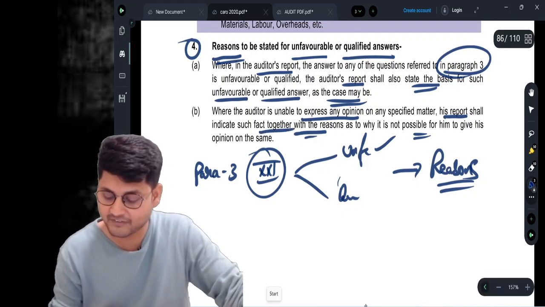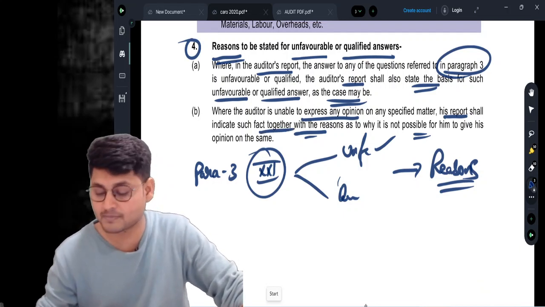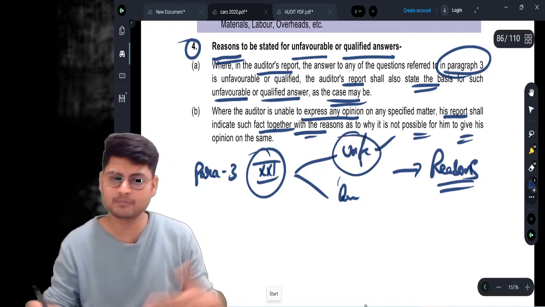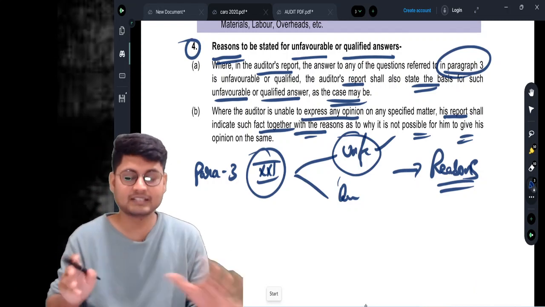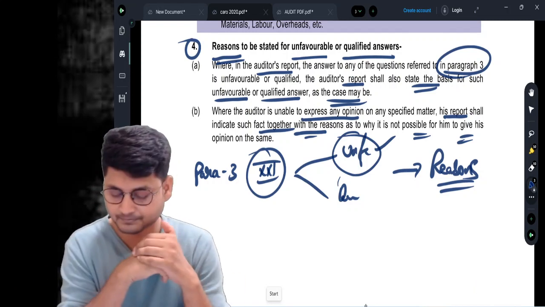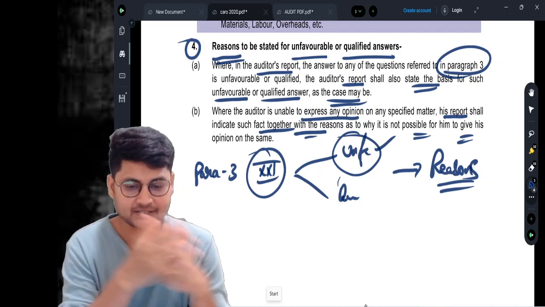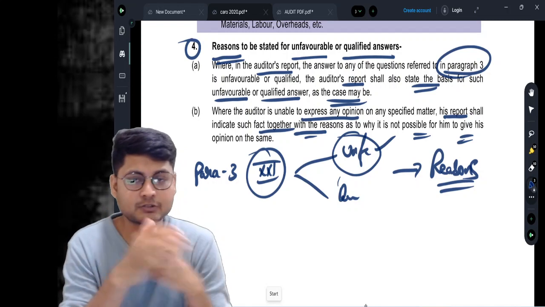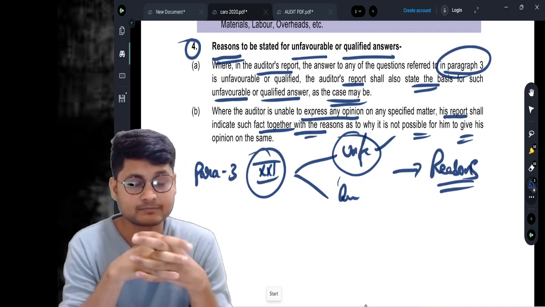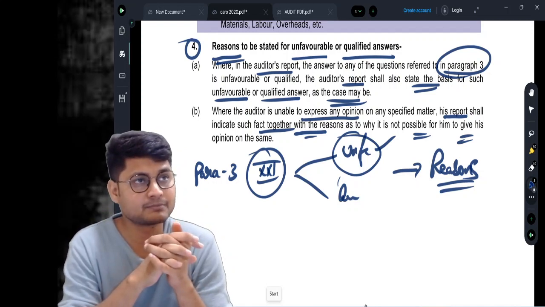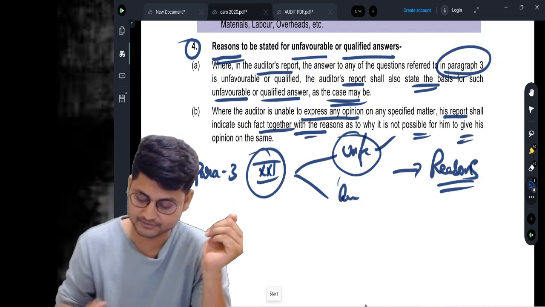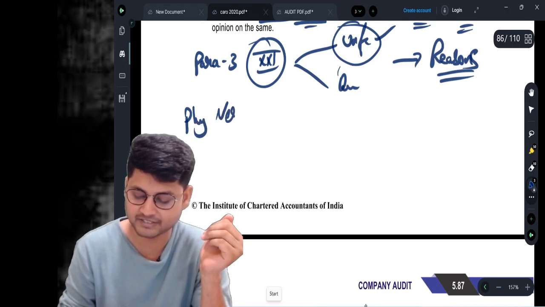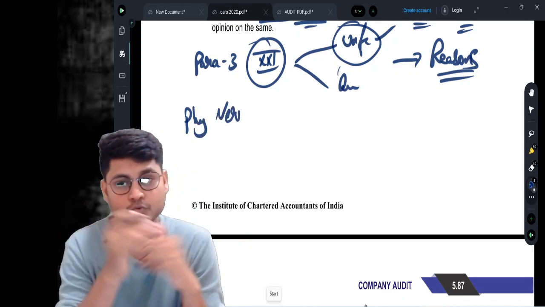He must state the fact together with the reasons as to why it is not possible for him to give the opinion, why he is not able to conclude whether it is unfavorable or favorable. This is what is there in paragraph number 4. Say, imagine there is one clause which asks the auditor to check, let me take an example, inventories. Inventories have to be physically verified. That is what is to be reported in clause number 2 of 21.